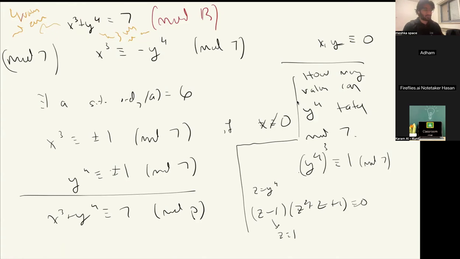You can do the exercise. I'm not sure it's very useful for us to do it right now, but you will find that there's no solution mod 13.